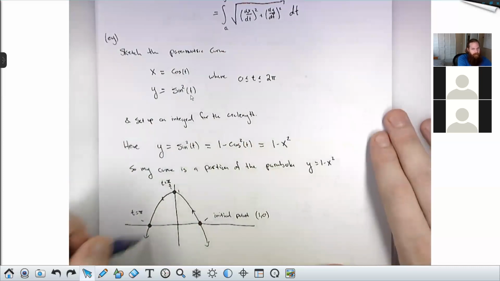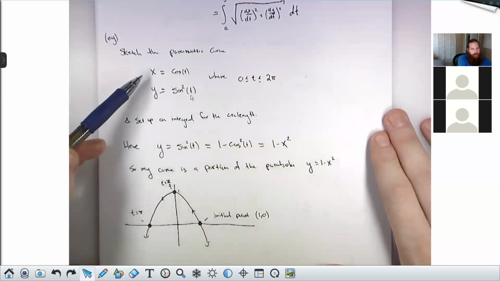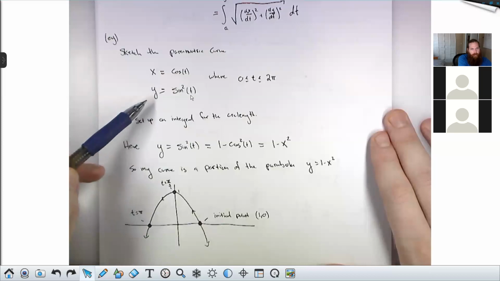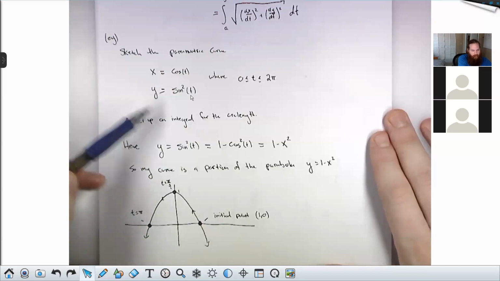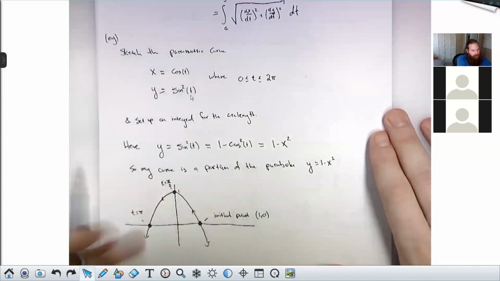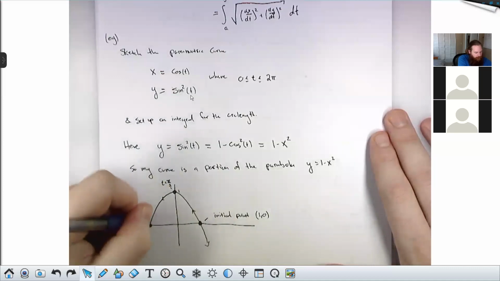But then the ant does not continue walking down here, because this x value is never going to get more negative than -1, and the y value, sine squared, is never going to be negative at all. So really what happens there is my ant turns around and marches back this way.